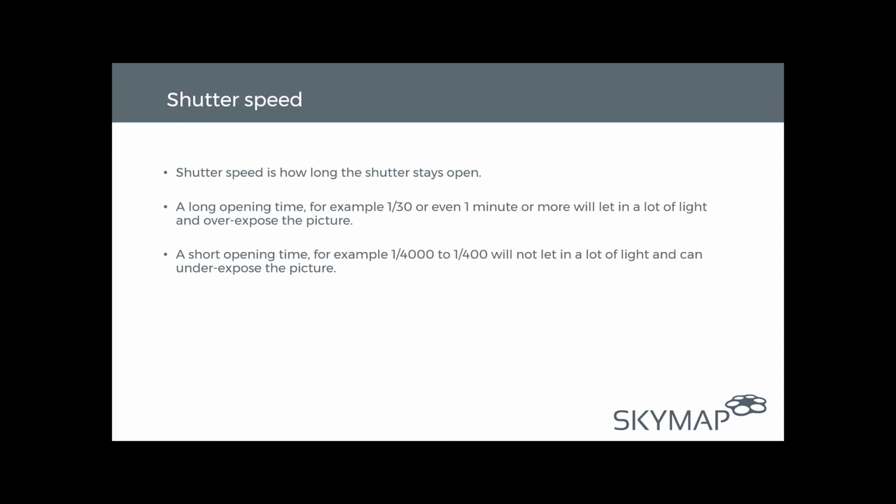A short opening time, for example 1/4000th of a second, or maybe about 1/400th of a second, which is more or less what we would use on a drone, will not let in a lot of light, and it can underexpose the picture. So by raising the ISO value and having a lower f-stop value, you might get the right type of exposure.